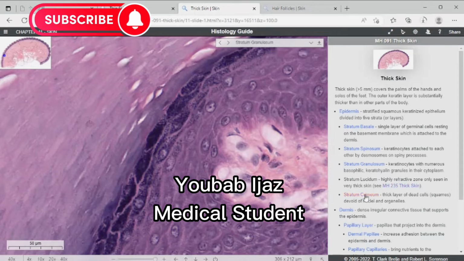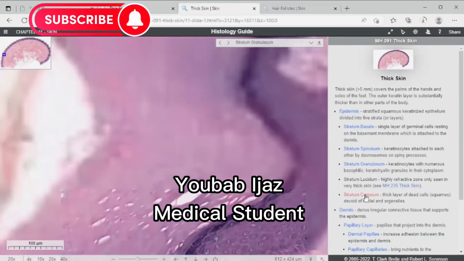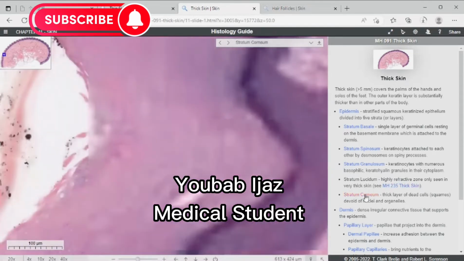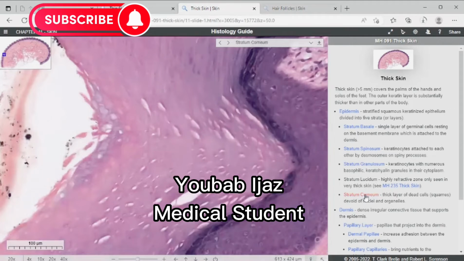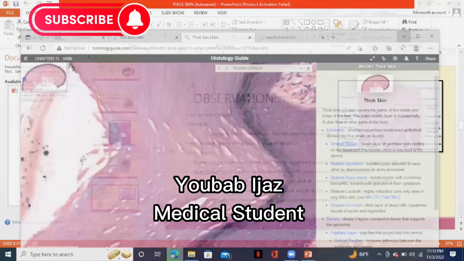Now moving to the stratum corneum. This is the stratum corneum, a thick layer of dead cells devoid of nuclei and organelles. Now moving back to our presentation.